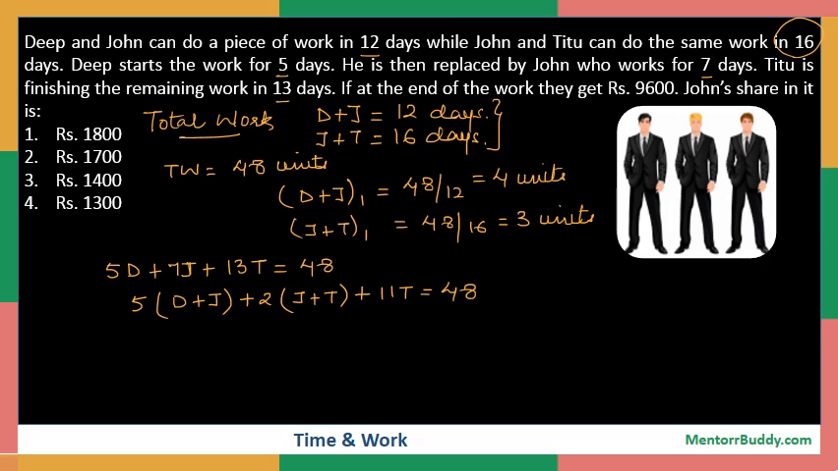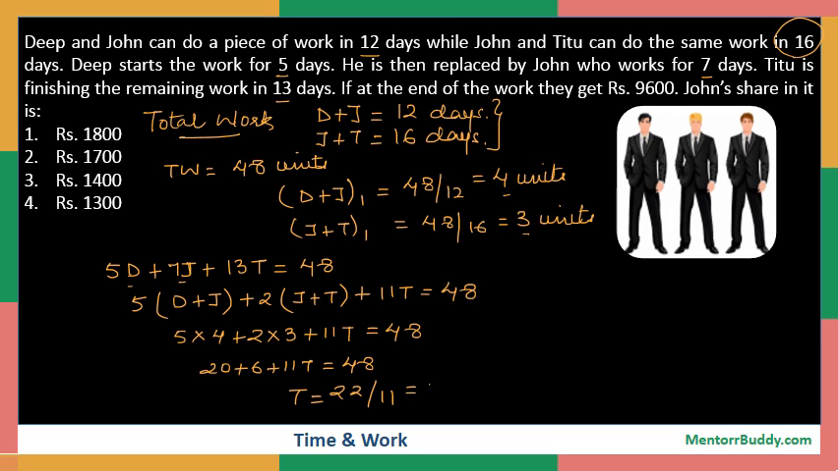What I've done is I have just taken 5 common out of 5D and 7J, which gives me 5 outside and D plus J inside, plus the remaining 2J, out of which I take 2 common, and I'll be left with J plus T, and the remaining 11T is as it is. Because I know the value of D plus J is 4 units and similarly J plus T is 3 units, I can put the values here, which gives me 5 multiplied by 4 plus 2 multiplied by 3 plus 11T is equal to 48. This gives me 20 plus 6 plus 11T is equal to 48, so 48 minus 26 is 22, divided by 11, and I get T equal to 2.